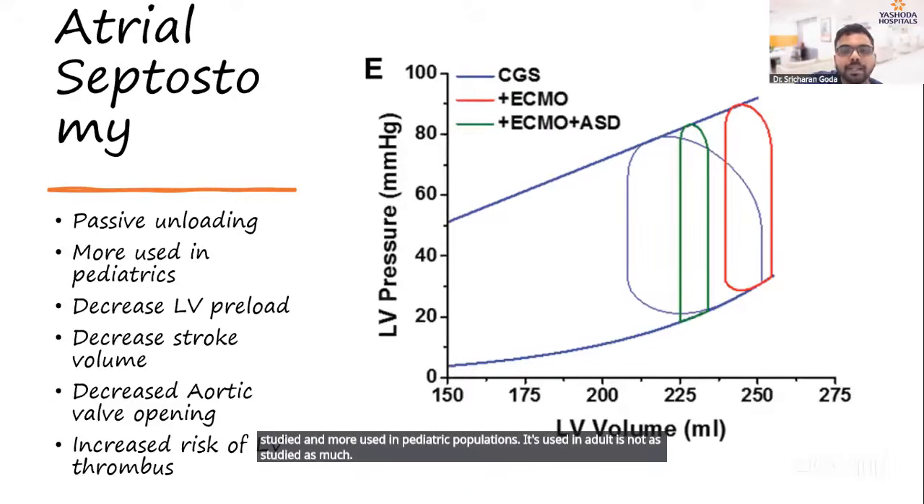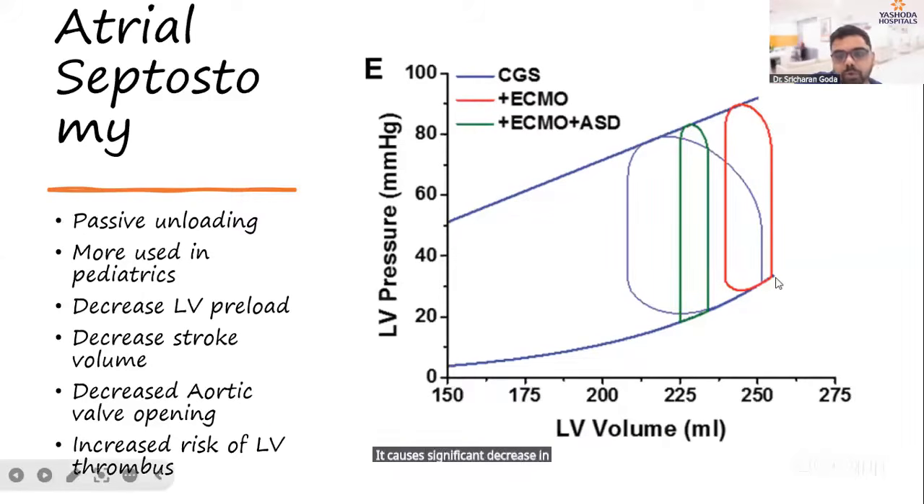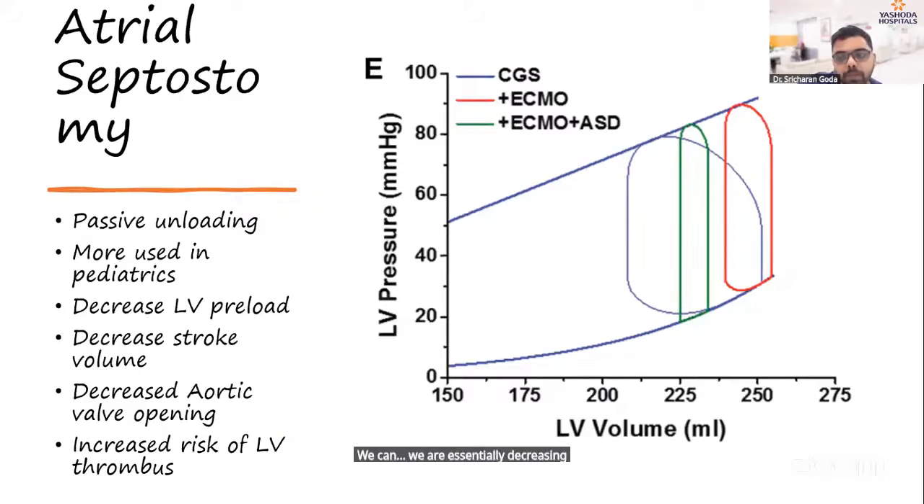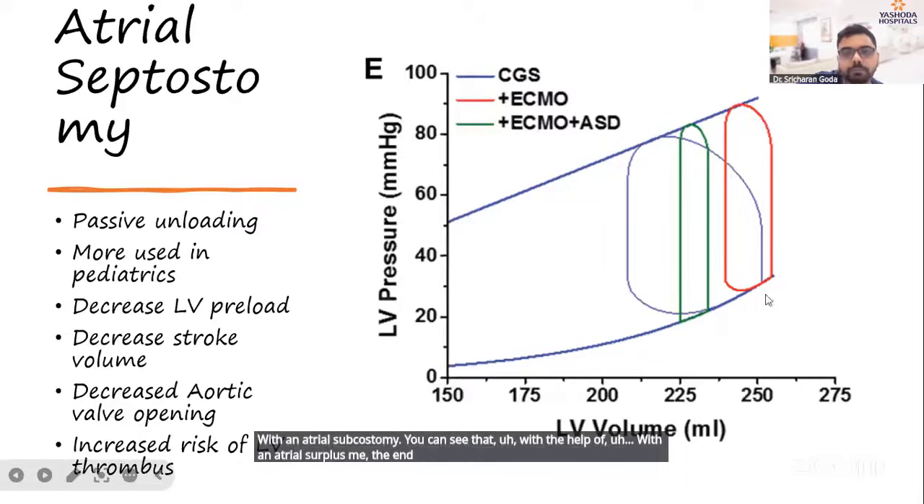It causes a significant decrease in the LV preload. So by redirecting the blood from the LA into the RA, we are significantly decreasing LV preload. However, it does not cause any change in the LV contractility. There is not much change in the afterload with an atrial septostomy. You can see that with an atrial septostomy, the end diastolic volumes have come down significantly.